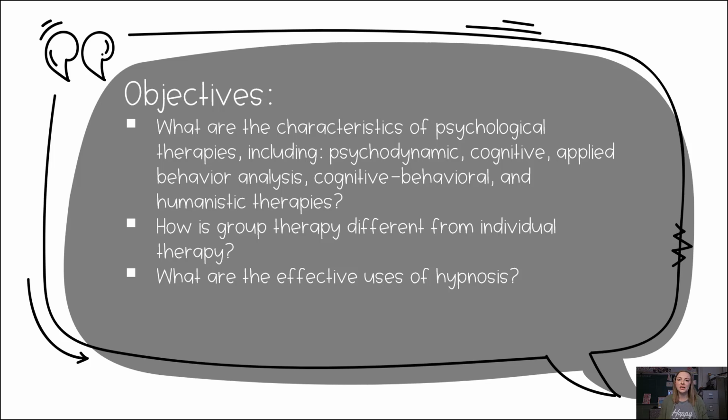What are the characteristics of psychological therapies, including psychodynamic, cognitive, applied behavior analysis, cognitive behavioral, and humanistic therapies? How is group therapy different from individual therapy? And what are the effective uses of hypnosis?